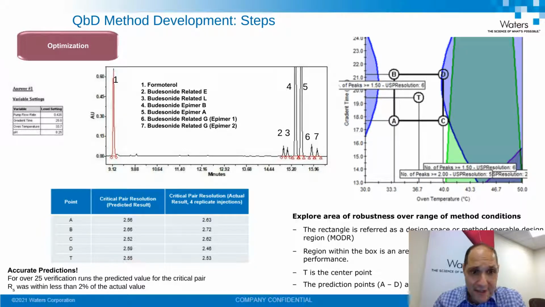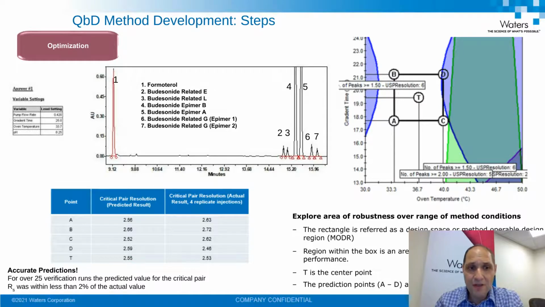And just like in screening, we perform the numerical search for the best method, then we explore the acceptable performance region for that method. Here we can visually examine the area of robustness over the range of method conditions. If we look at the graph on the right side of the slide, the x and y-axis represent method numeric variables. In this case, the x-axis represents the oven temperature, and the y-axis represents the gradient time.